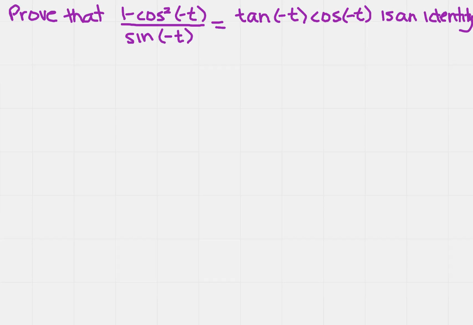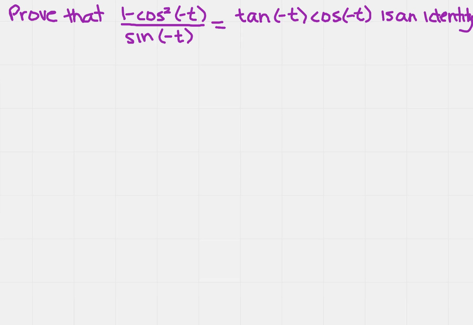Prove that (1 minus cosine squared of negative t) divided by the sine of negative t equals the tangent of negative t times the cosine of negative t is an identity. So with most identities, when we first look at this, what we do is what? Well, we just work with one side.